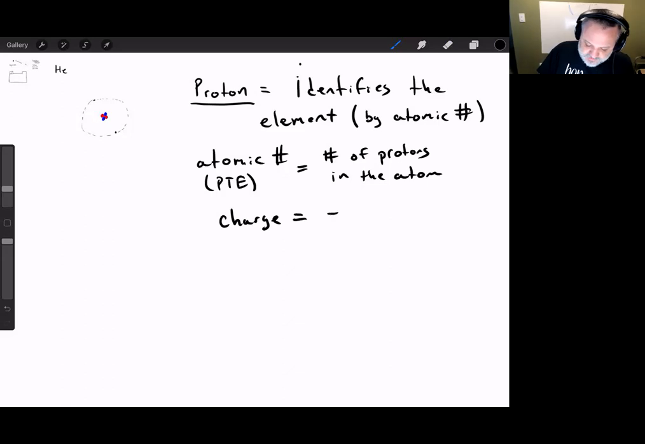The proton has a charge, and the charge is +1. So what does that mean? The value of the charge is equal to 1, and the flavor of the charge is positive. Charges come in two flavors, positive and negative, and the flavor of the charge is positive.